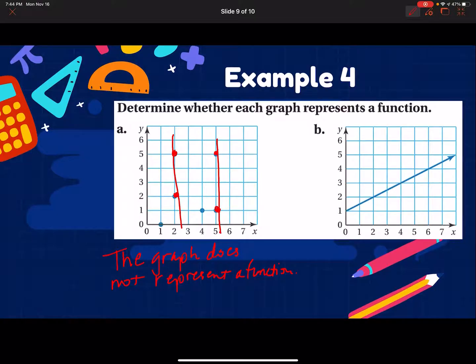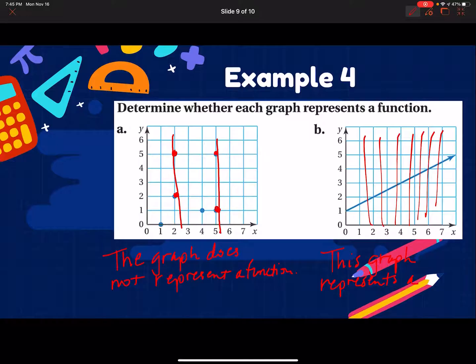Okay, looking at B, if I take my vertical line and I go from left to right, I can think about as many vertical lines as I want, but they all have just one point where it crosses. So no vertical line can be drawn through 2 points on the graph. Therefore, this graph represents a function.